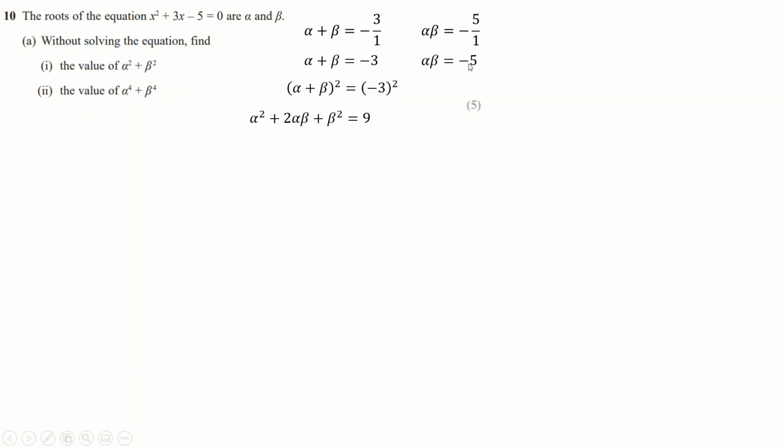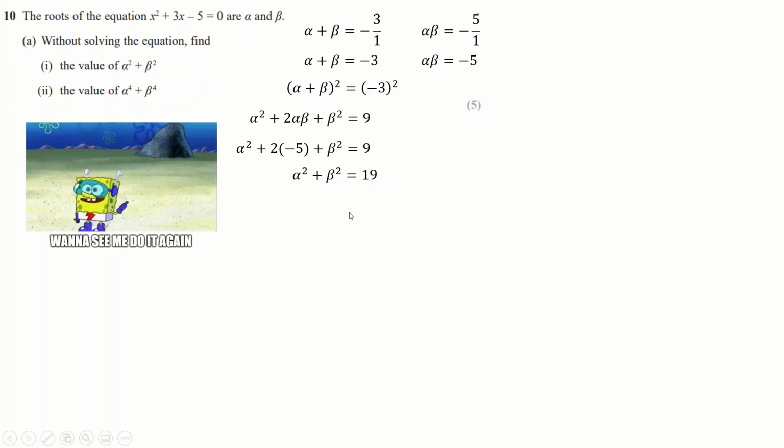This is a bit like that earlier question I did. I'll put the alpha beta in here to get a minus 10, add 10 to both sides, and I get alpha squared plus beta squared is 19. To find alpha to the 4 plus beta to the 4, we get out this meme, and we literally do that. So we square both sides.